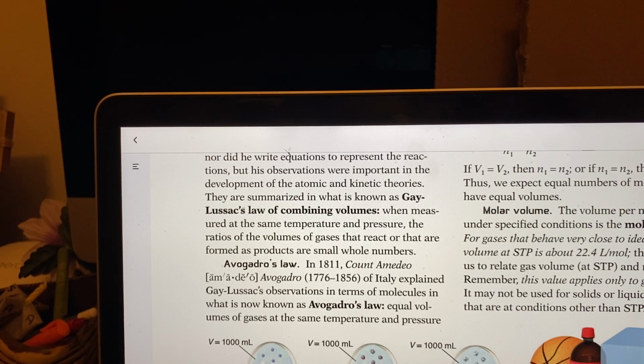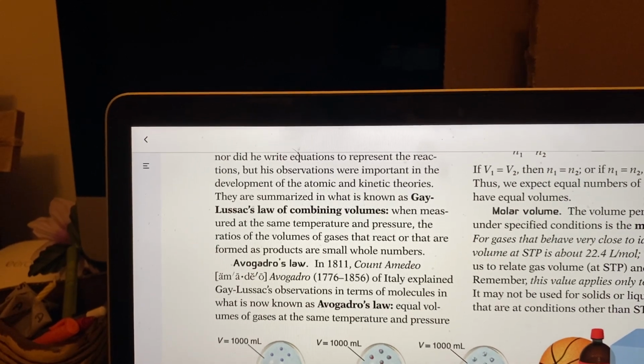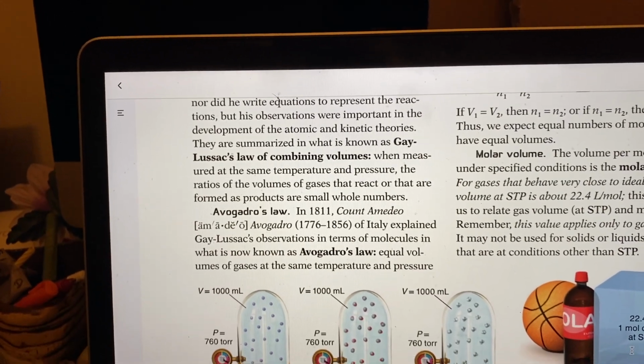So in 1811, 2 years later, Avogadro, who was a friend of his, a scientist, Count Amedeo Avogadro, lived 1776 to 1856, and he's in Italy. He explained Guy-Lussac's observation in terms of molecules now. Because remember, Guy-Lussac didn't know anything about molecules or what was going on with molecules. So now he's going to explain that it has to do with molecules.